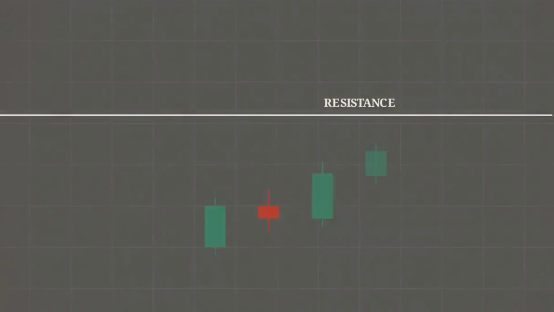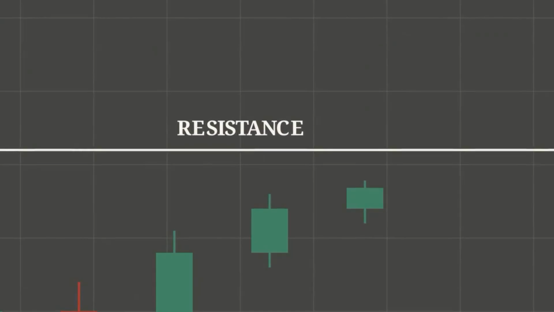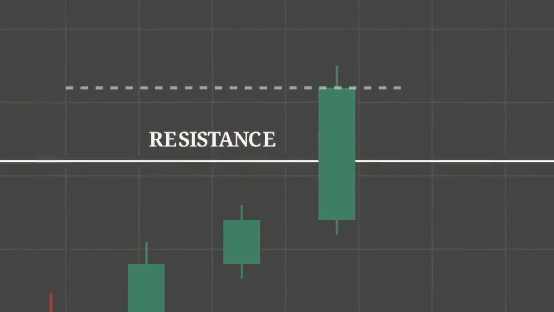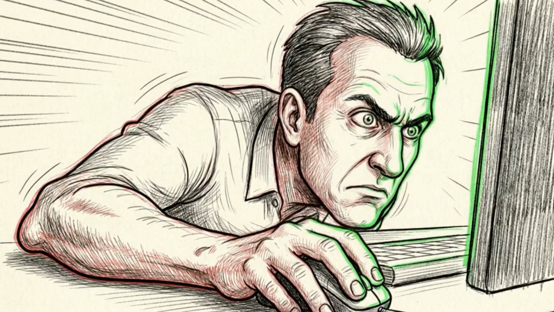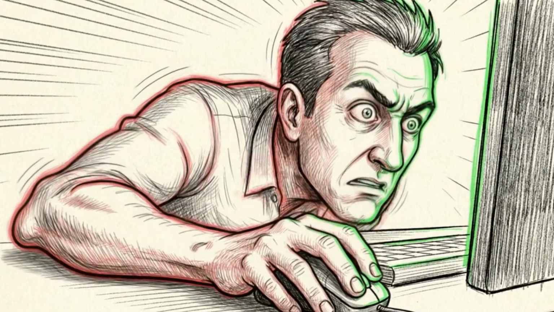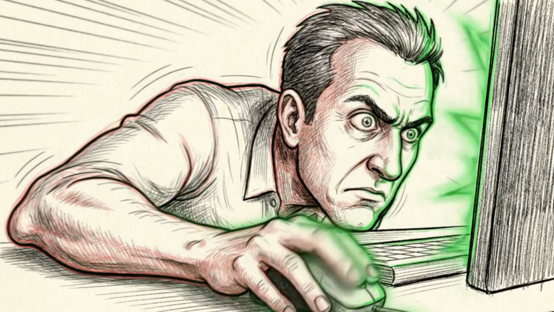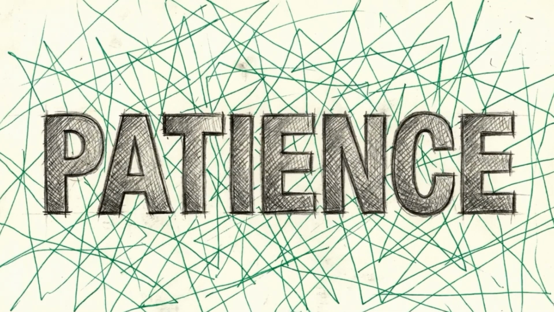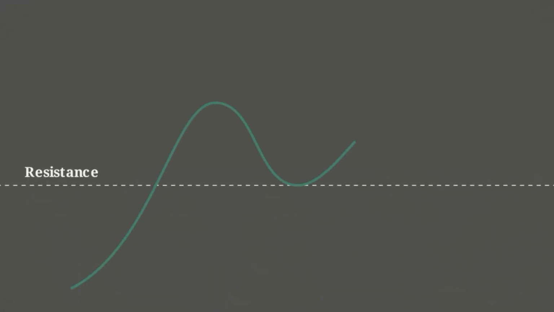We need to closely evaluate the exact behavior of the candlestick the moment it crosses a major support or resistance level. When you see a massive, fast-moving green candle breaking out, your brain screams at you to buy before you miss the run. Resist that urge. That unnaturally large candle is usually bait. Always wait to see if the price actually returns to retest that level.